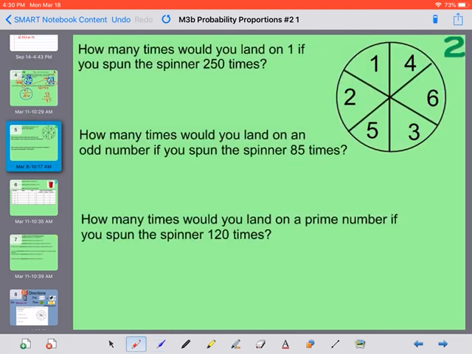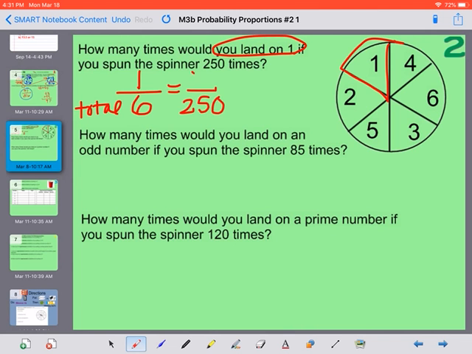Second page, it says how many times would you land on a 1 if you spun the spinner 250 times? Well, there is one 1 on the spinner out of a total of 6 options. So that's our probability of landing on a 1. But we want to know what happens if we spin it 250 times. So our total, writing a proportion, is out of 250. We need to cross multiply. So 6 times x is 6x. Is that equal to the other cross, 250 times 1, which is 250.